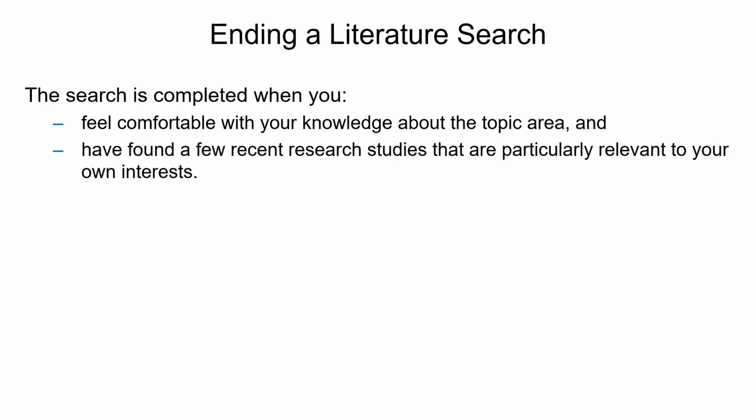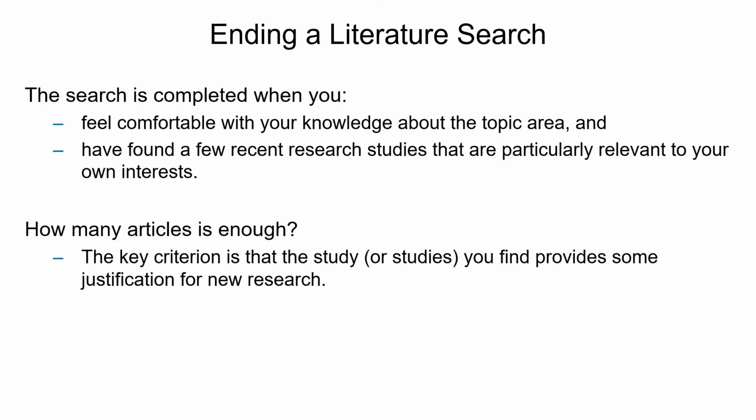If you're doing a replication study, then you have looked at the study you're replicating and look at other things that have occurred since that study occurred, and that might be enough. If you're doing something new and novel, you need to find stuff that's closely related to it, and basically once you're comfortable with the topic. How many articles is enough? There isn't a specific quantity. You just have to find enough that you've got justification for your new research.